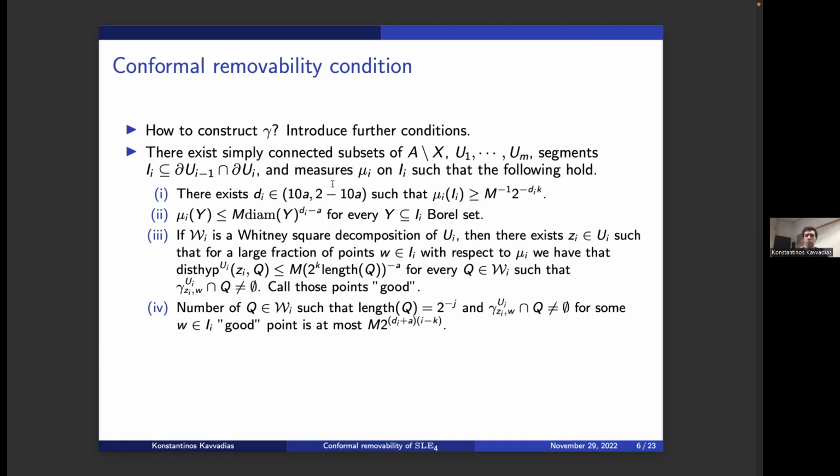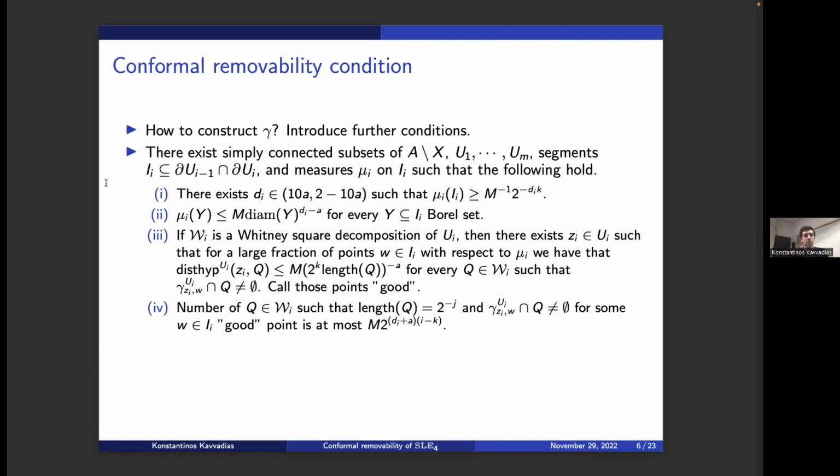I mean, this condition makes sense, because it does not come from nowhere. In the case of SLE4, we will show that these conditions are satisfied when μ_j here is the restriction of the natural parameterization of SLE4 on the segment I_j. So condition 1 holds for SLE4 when d here is equal to 3/2, which is the Hausdorff dimension of SLE4.